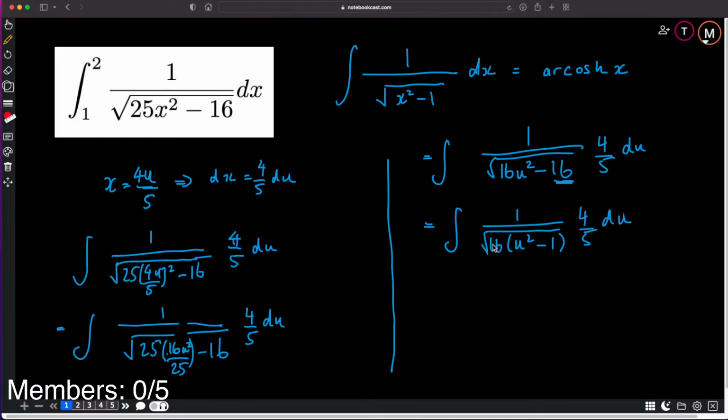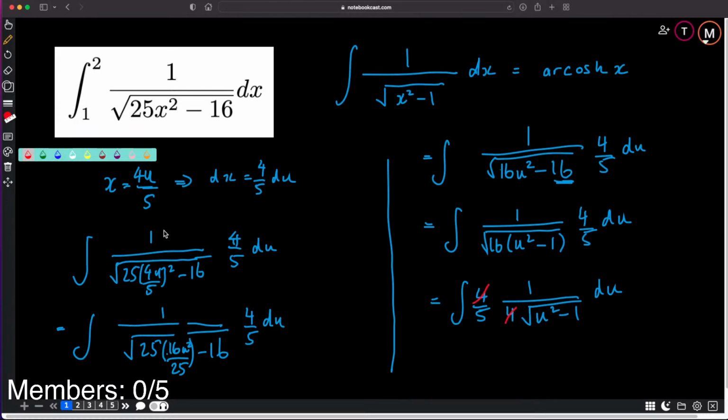This is going to be 1 over the square root of 16 times u squared take 1. Square root of 16 is 4. And then this ends up being 4 on 5 over, multiplied by 1 over 4 the square root of u squared take 1, du. And those 4's would cancel. And so now we have the identity we were looking for, right? This is the integral of 1 over the square root of u squared take 1, which we know is arc cosh u. Okay, hopefully that made sense.